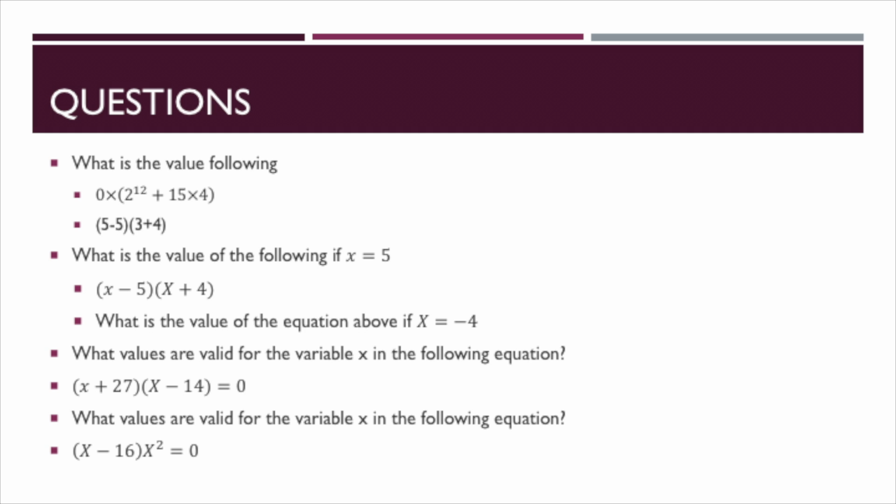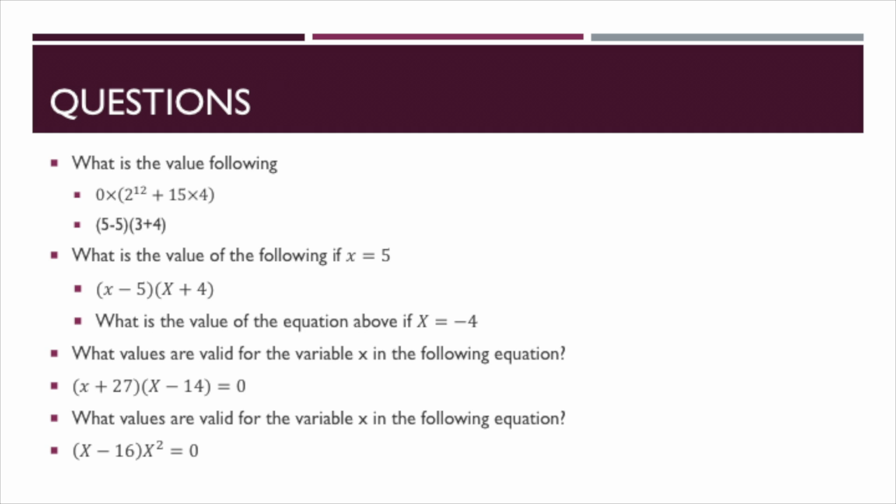So first of all, what is the value of the following? 0 times (2 to the 12th power plus 15 times 4). Also, what is (5 minus 5) times (3 plus 4)? Now, what is the value of the following if x equals 5? (x minus 5) times (x plus 4). What is the value of the equation above if x equals negative 4?